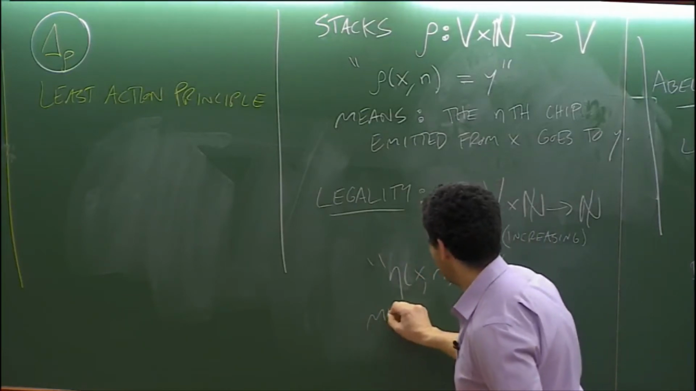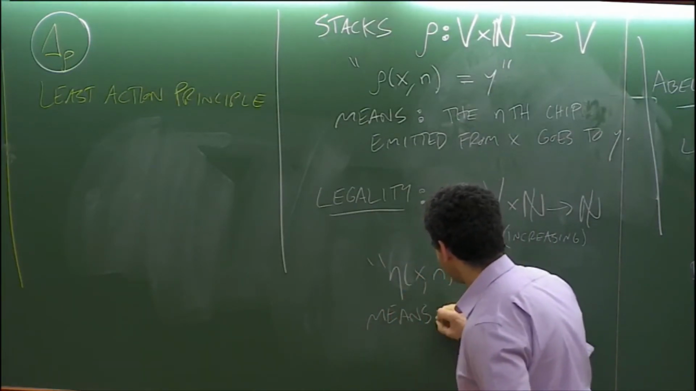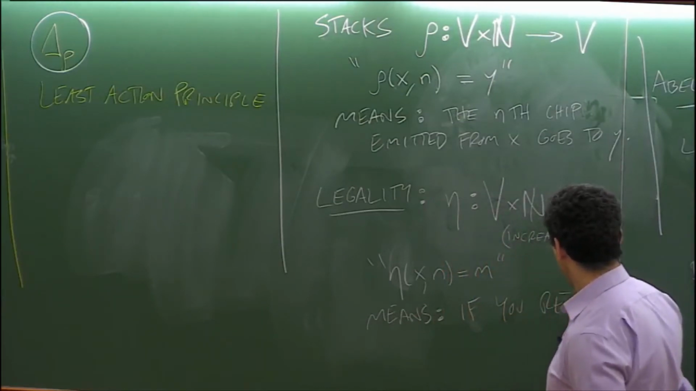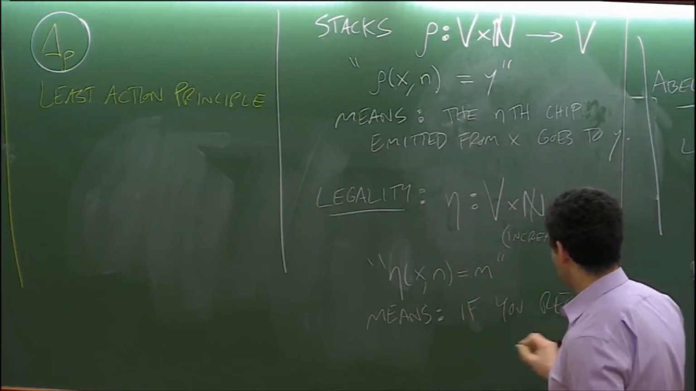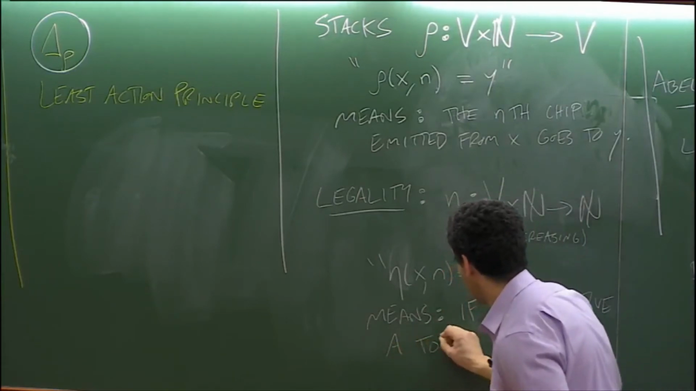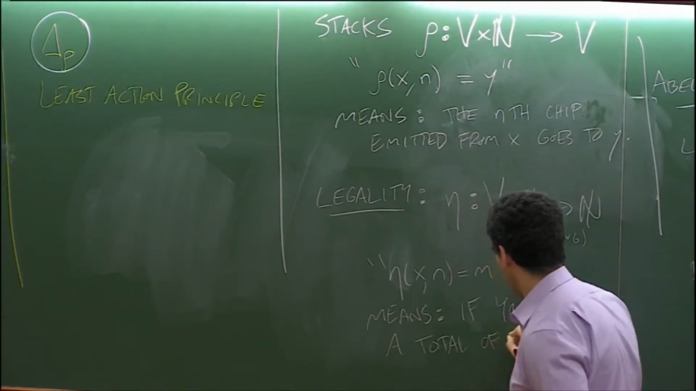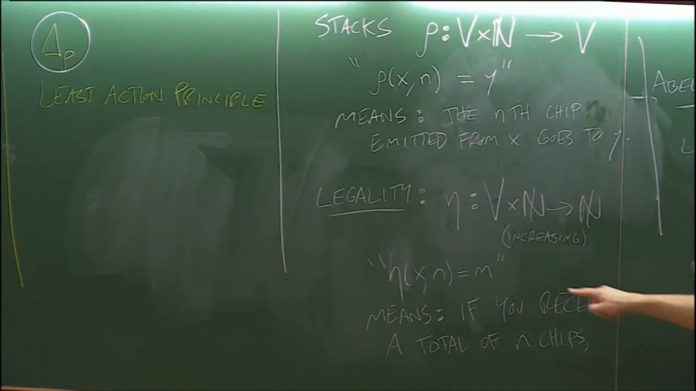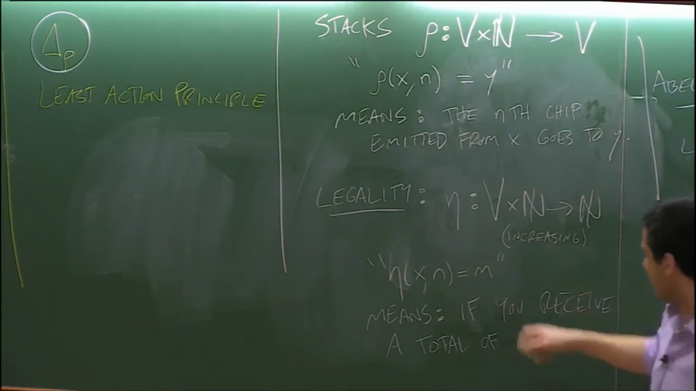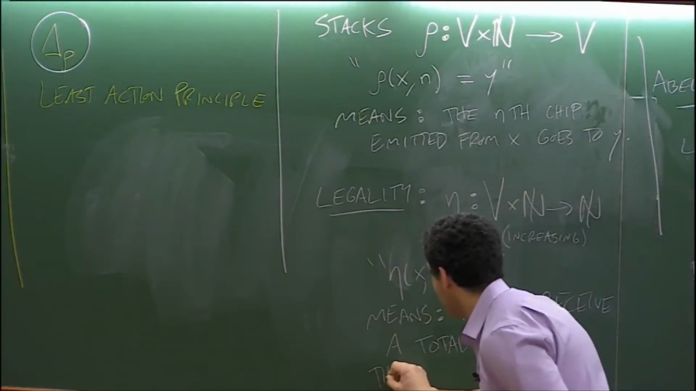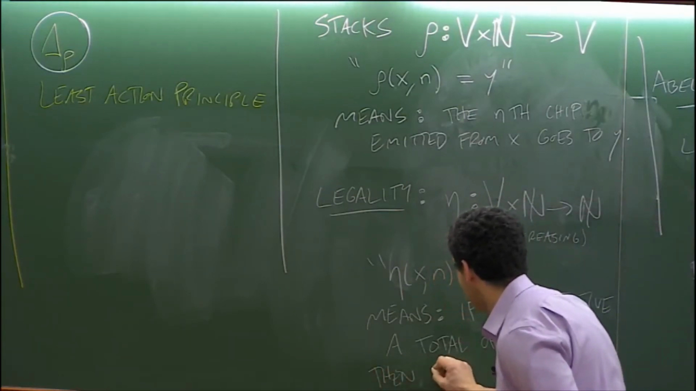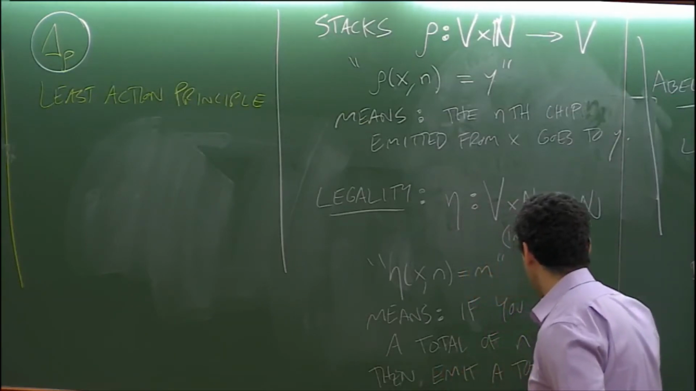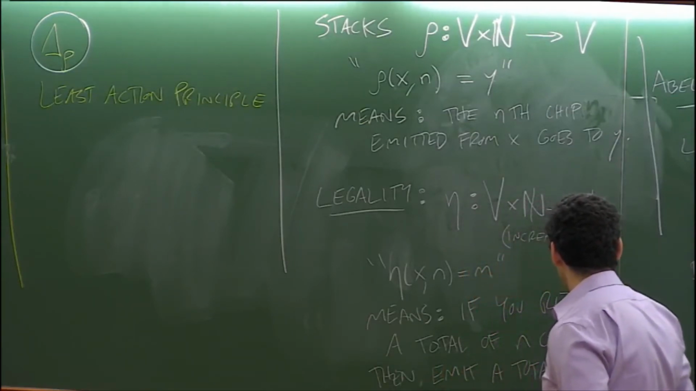So this means if you receive a total of n chips, then you emit a total of m chips.